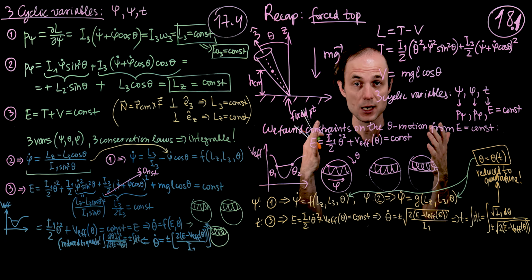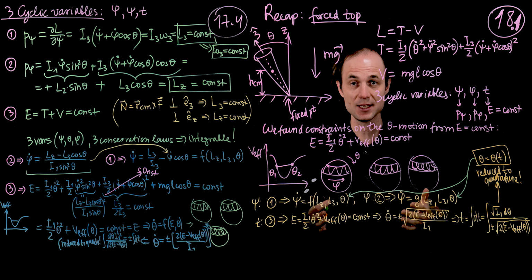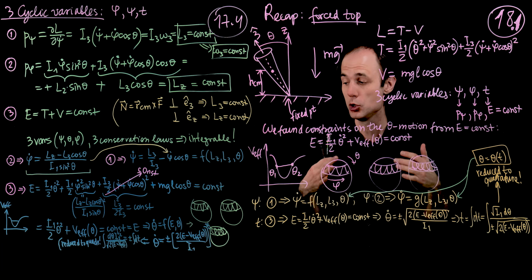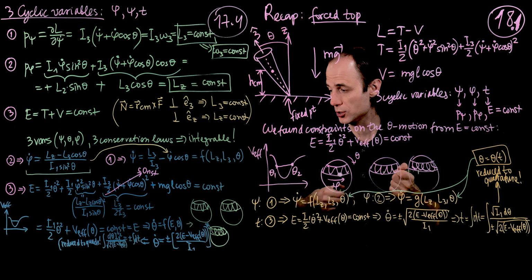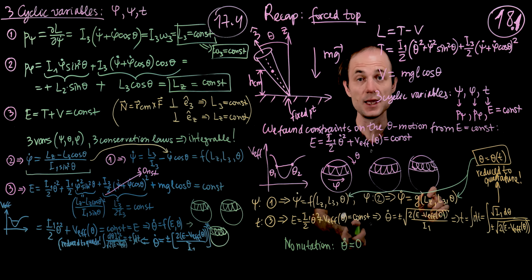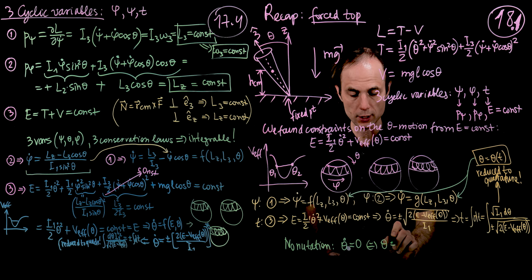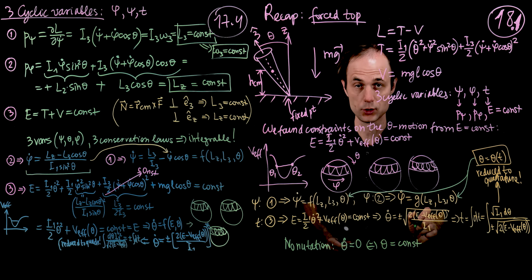And in the next part of our lecture, we're going to take a look at a specific case of no nutation. So we're going to consider the case of theta dot equal to 0, or theta equal to a constant.